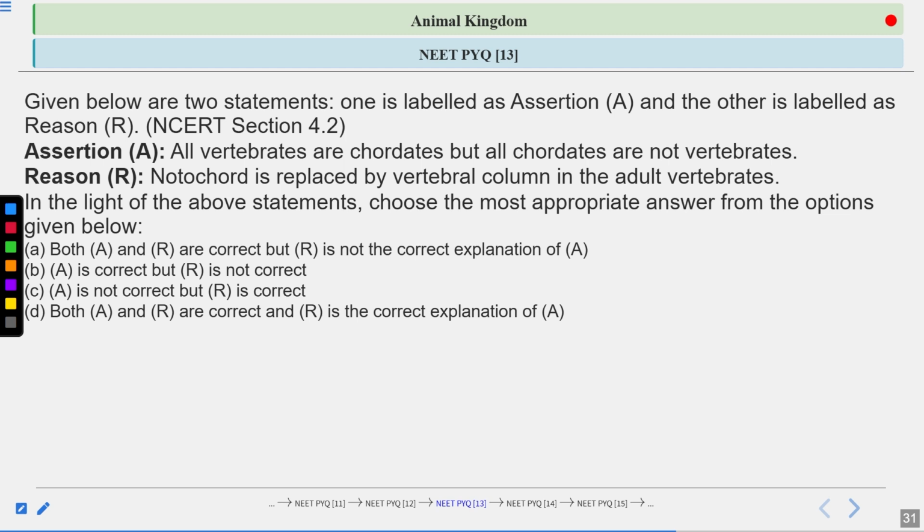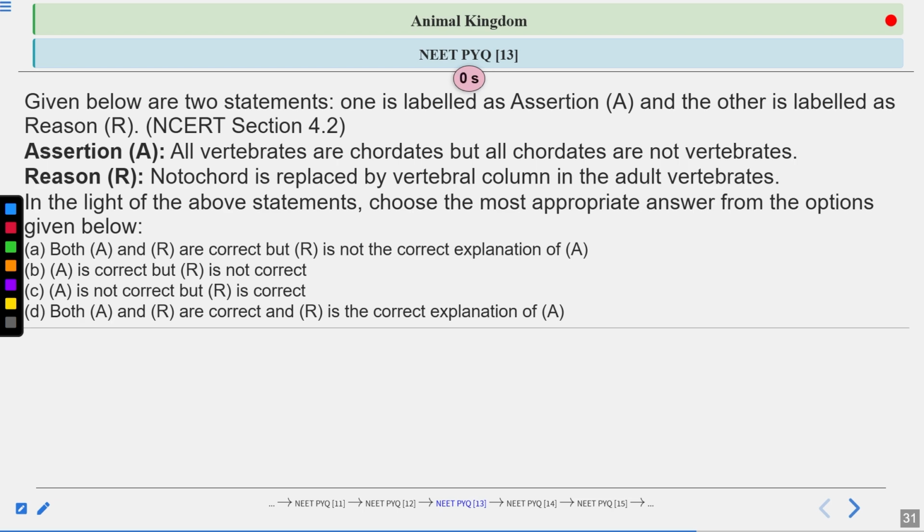And the reason, let us see the reason. Notochord is replaced by the vertebral column in the adult vertebrates. The options for this question are: in the light of the above statements, choose the most appropriate answer from the options given below. A, both assertion and reason are correct, but the reason is not the correct explanation of assertion. B, assertion is correct, but the reason is not correct. C, assertion is not correct, but the reason is correct. D, both assertion and reason are correct, and the reason is the correct explanation of the assertion. So you can solve this question in the given time and then we will check out the correct answer.